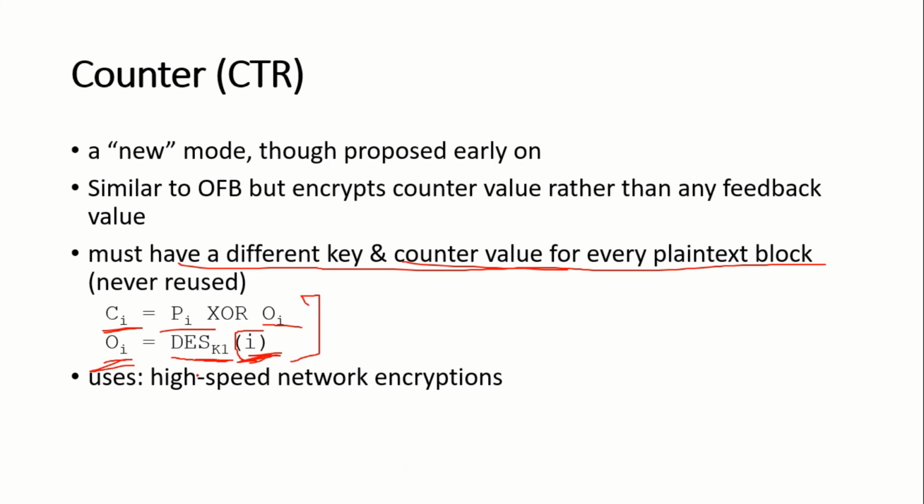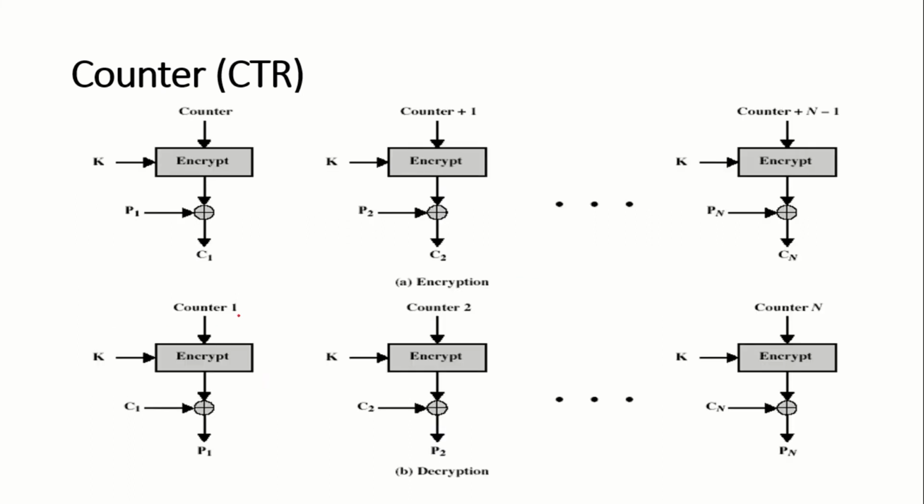Okay, so this CTR is somewhat similar to output feedback, but instead of using the feedback, we are making use of the counter. Now it is used for high-speed network encryptions. Now let us see its diagram. So here you can see that instead of using that initialization vector at the first place, this is similar to initialization vector actually, but we call it as counter. Why? Because for each and every step we have to increment it, right? So that is why we are naming it as counter. We are using a counter over here.